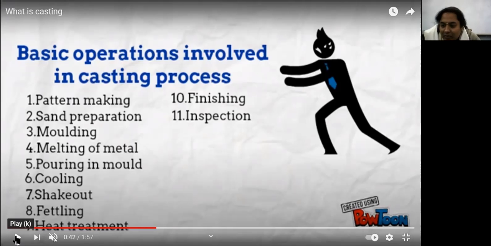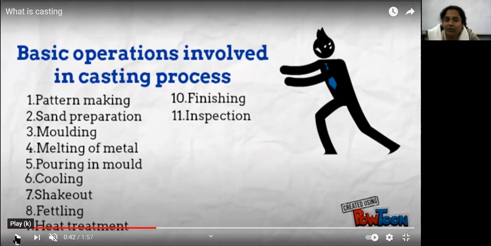Casting means melting a metal, pouring it into a mold, and letting it cool. That is called solidification, right? Here, I'm asking you to melt a metal and pour it into a mold, so you have to know how to make a mold also. That is called pattern making. You will first understand how to make a pattern, then you will do the sand preparation, then you will make a mold. This all will come in an order.